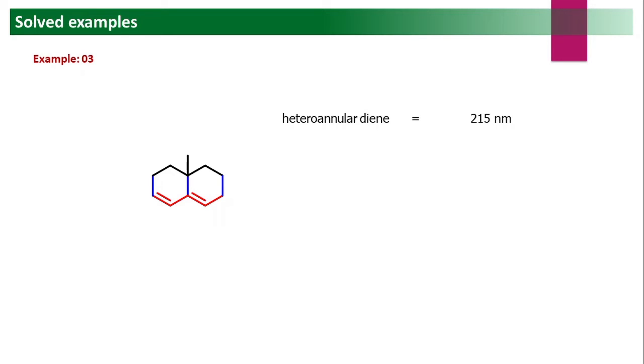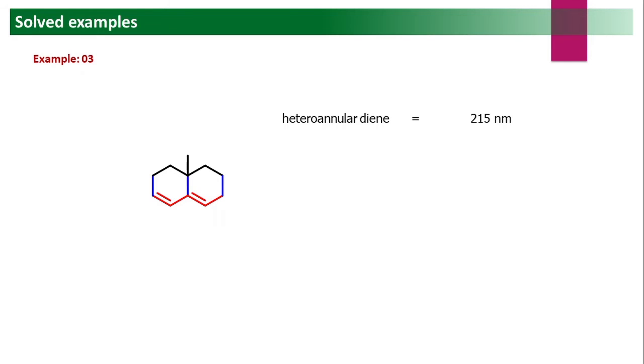So in this case, is there any homoannular system? No. Is there any extra conjugation? No. Is there any exocyclic? Yes. This double bond is exocyclic to this ring, because this double bond is outside of this ring and one of the carbons is shared. So we have to add 5 for this exocyclic.